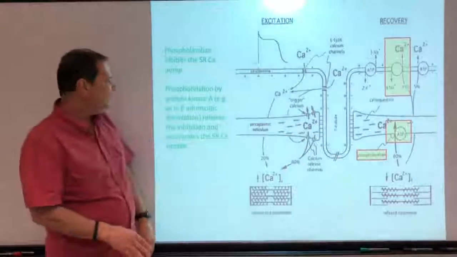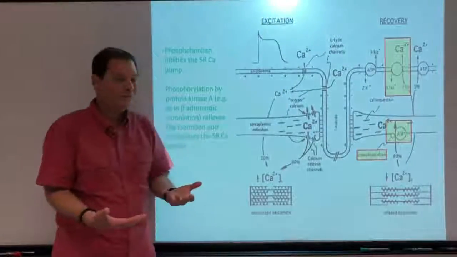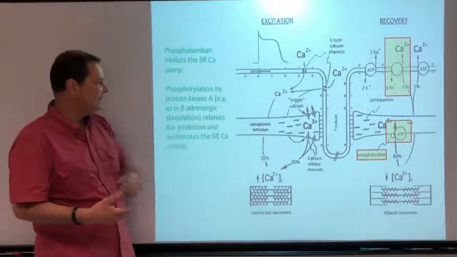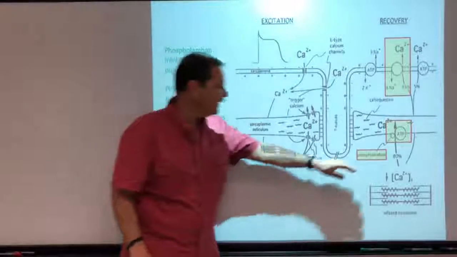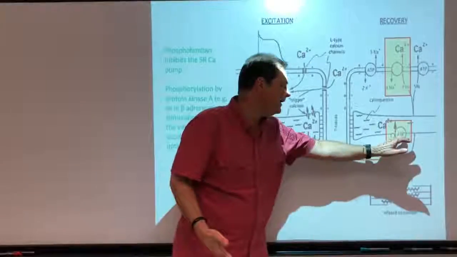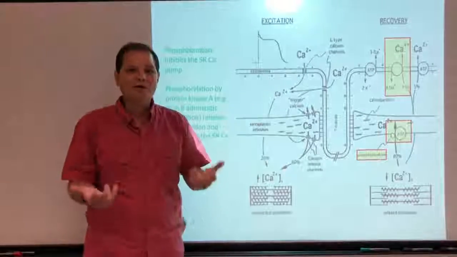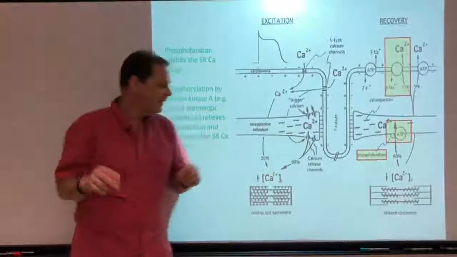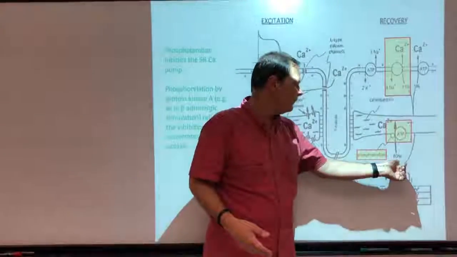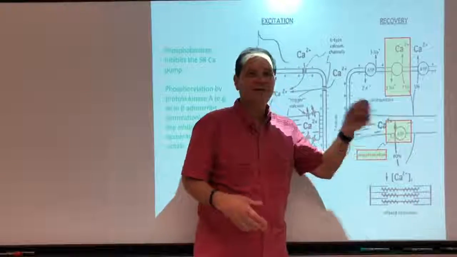This is a protein that exists all the time in the SR, and its natural state is to bind the pump. When you stimulate this muscle, let's say through increased sympathetic tone, or by giving a beta-adrenergic agonist, what happens is this phospholamban becomes phosphorylated by PKA. And when it's phosphorylated, it can't bind to the SR calcium pump anymore, and the inhibition that is normally caused by phospholamban is relieved. And when that inhibition is relieved, it accelerates SR calcium uptake.